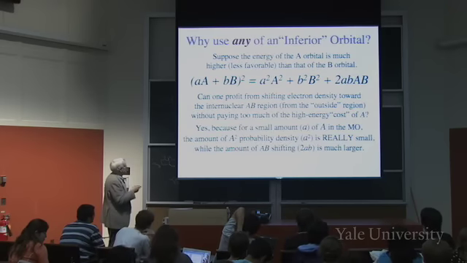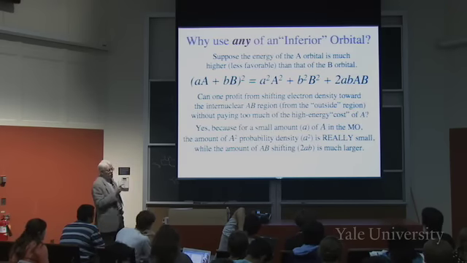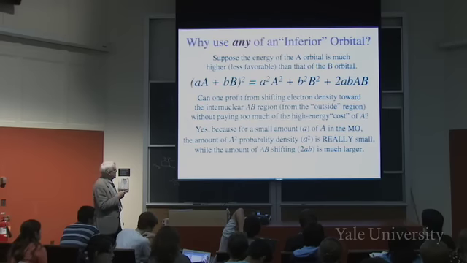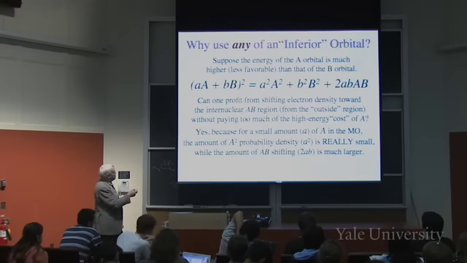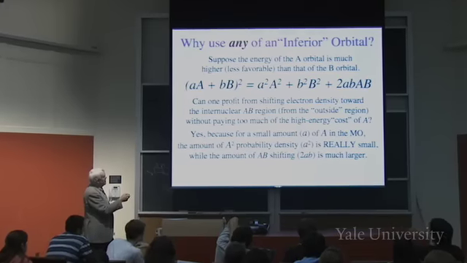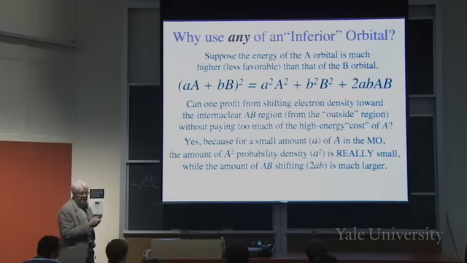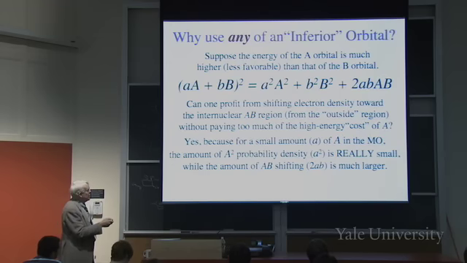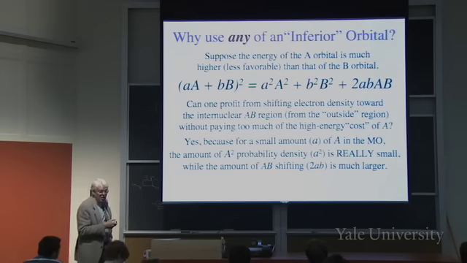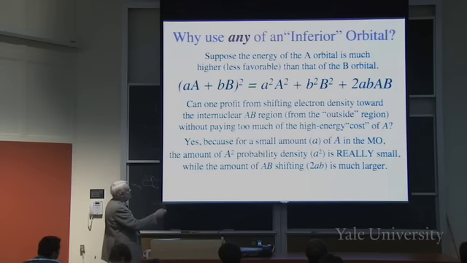But notice this: if you put only a small amount of A in, then the amount of A squared probability density, this bit here, is A squared parts of that. Really, really tiny if A is tiny. But the amount of AB you put in is A times B, not A squared, right? So it's much bigger. So you get this good stuff without getting very much of this bad stuff.